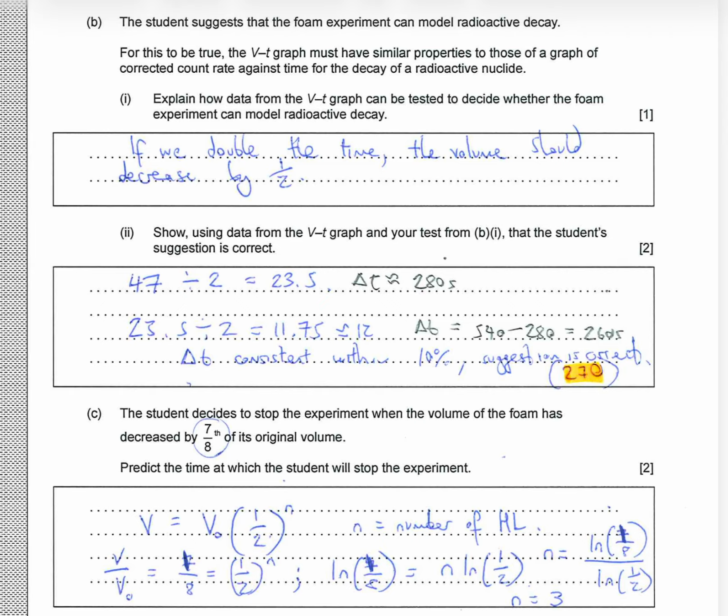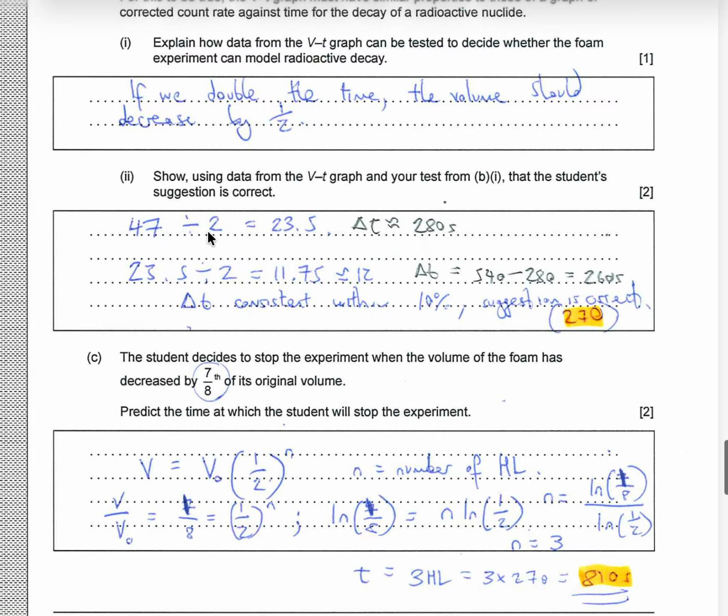We're then asked to use this experiment to try and model radioactive decay. And we're going to say that this thing should have similar properties. What does that mean? Well, if we double the time, then the volume should halve. So at any time t, if we take that volume and we measure it, and then we measure it after one half-life, it should be halving, and it should halve consistently. So that's what we're going to check here. We're going to use data from the V-T graph to test the idea. That's quite a nice question. We first suggest the test, then we're going to do the test.